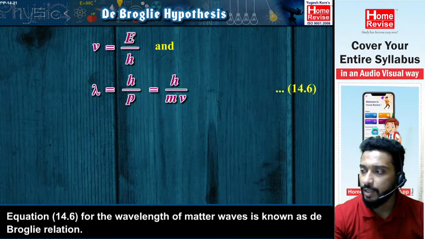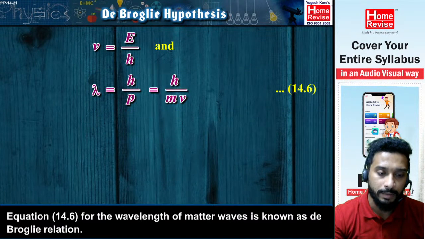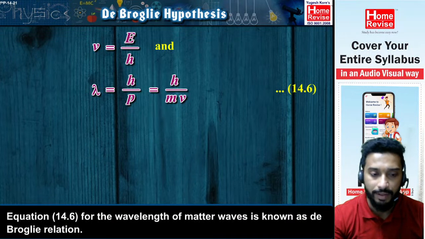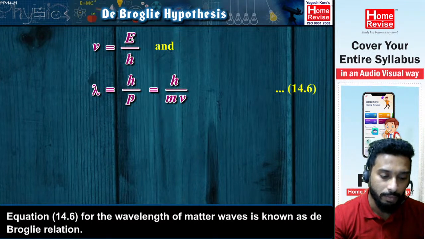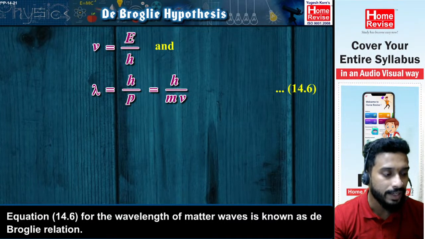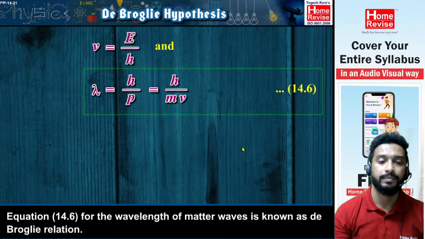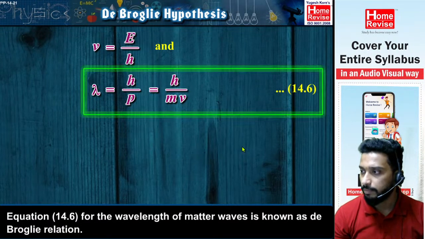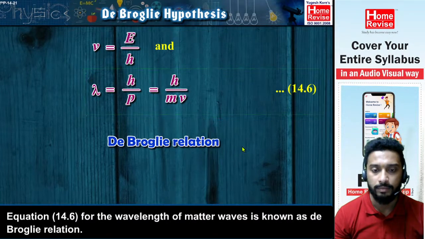So the shorter the wavelength, the greater the momentum, and the lower the momentum, the larger the wavelength. And a large wavelength is very important for us humans to see that waveform with bare eyes. Okay. Equation 14.6 for the wavelength of matter waves is known as the de Broglie relation.